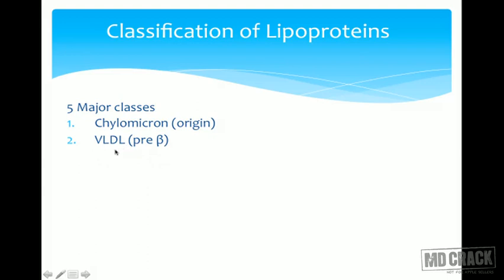VLDL, what does the name indicate? Very low density lipoprotein. On ultracentrifugation, they are differentiated based on their densities, and density depends upon the lipid to protein ratio. Depending on whether the lipid or the protein is more, the density will change. So you have very low density, you have low density, you have high density. So you have low density lipoproteins, also called LDL, and this goes to the beta band. HDL, high density lipoprotein, forms the alpha band.